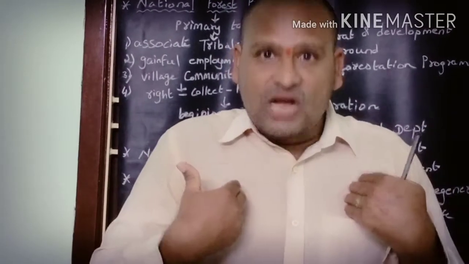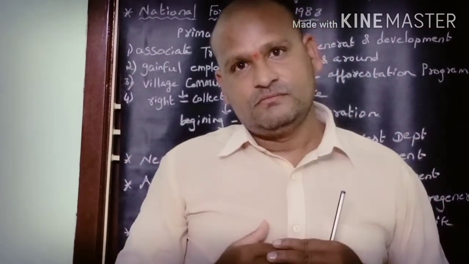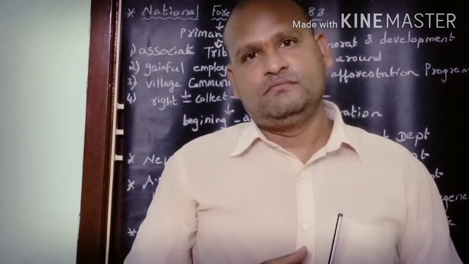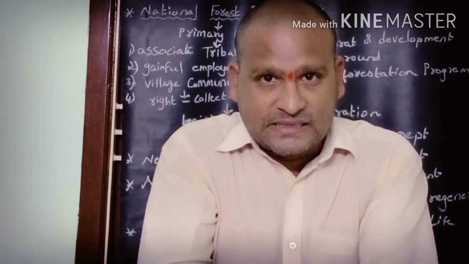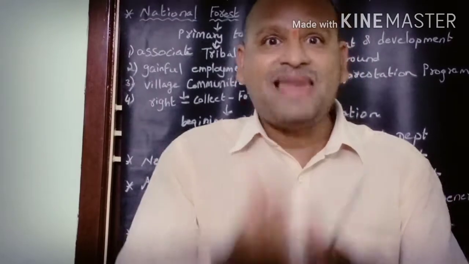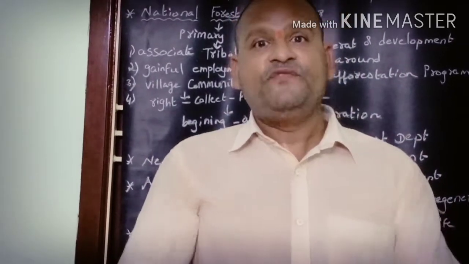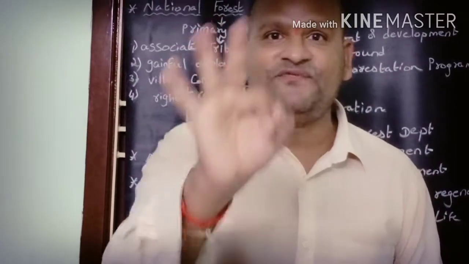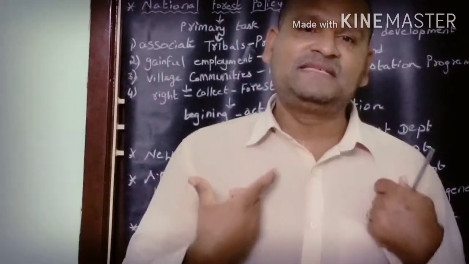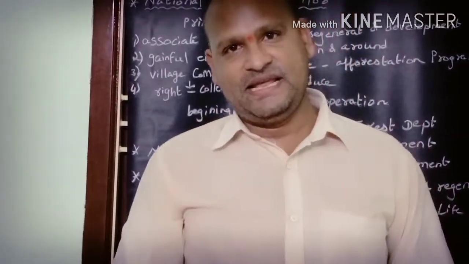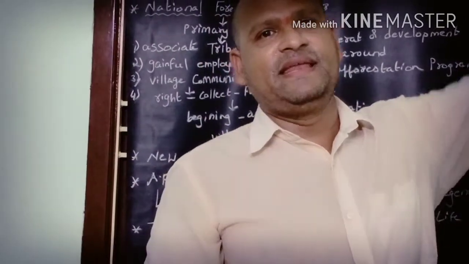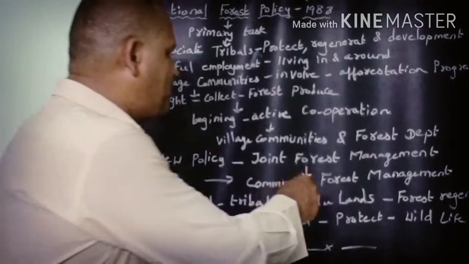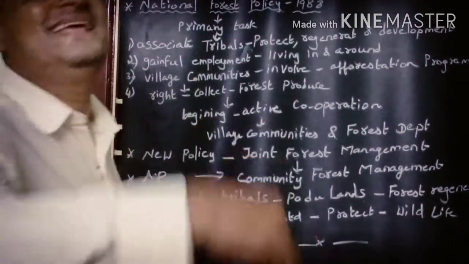All living things depend upon the environment. If the environment is protected, living things will be protected. If the environment is to be protected, then ecological balance should be maintained. For that we need 33% of forest area, whereas Andhra Pradesh has 23%. So to increase the forest area, the Andhra Pradesh government forced the tribals to give their poor lands for forest regeneration.